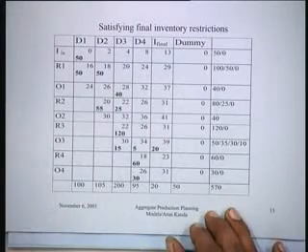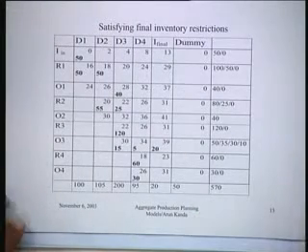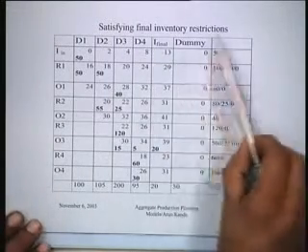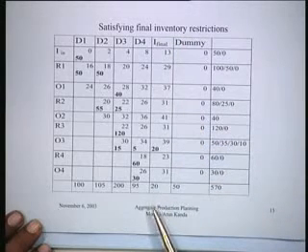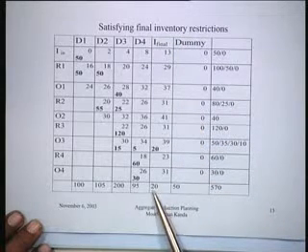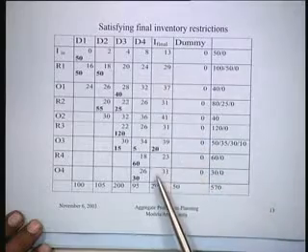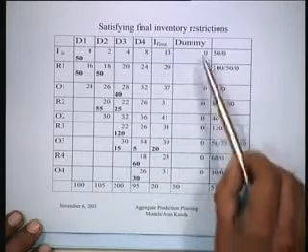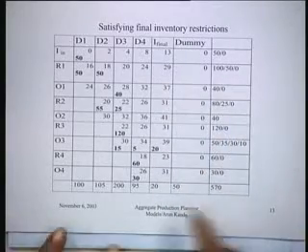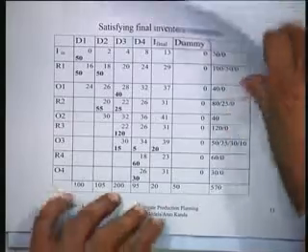Now the only item that remains to be allocated is the final inventory restriction, I final. So here only 20 units are to be allocated, which go into this particular cell, and you have this particular solution. The next thing is the allocations to the dummy.